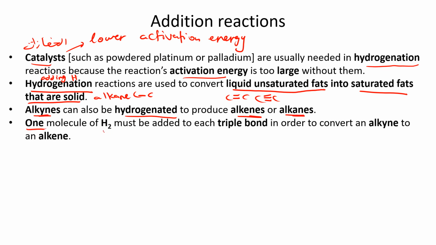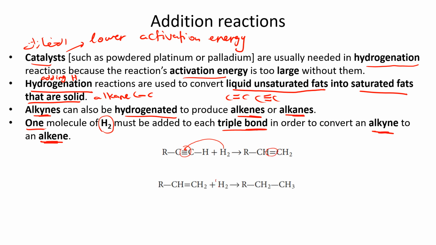So one molecule of H2 must be added to each triple bond in order to change alkyne to alkene. So كل H2 يشيل لنا bond واحدة. What does that mean? You have a triple bond here, right? If you have an H2, it will remove one bond. So now you will end up with a double bond. If you add another H2, it will remove one bond. And now you have an alkane, single bond. Okay? So this one here is alkene. This one here is alkane.